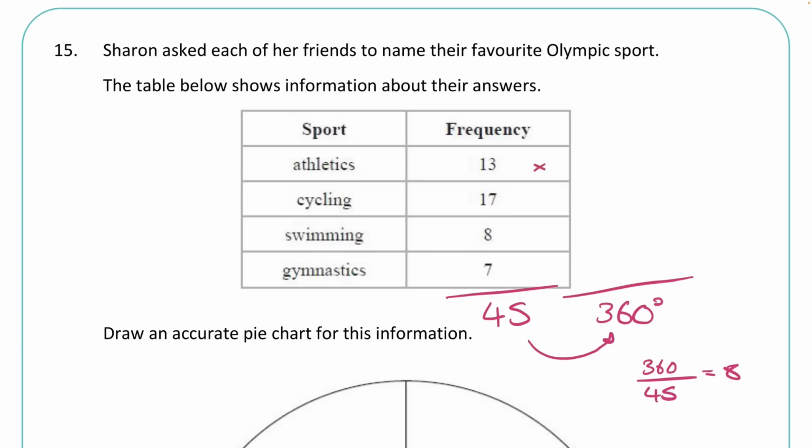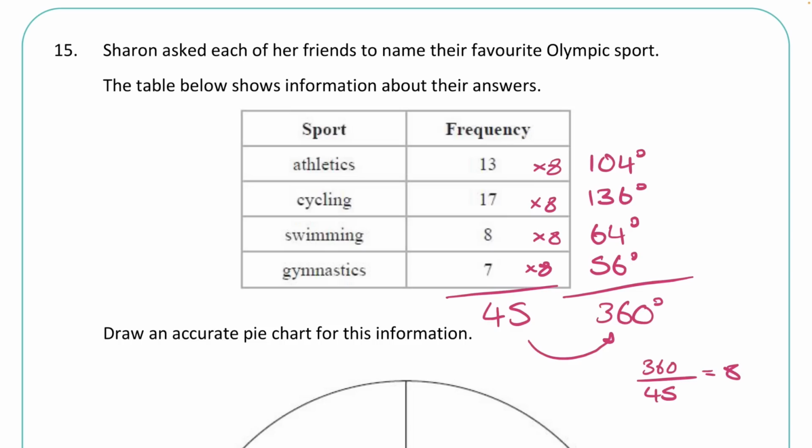So over here, just to the side of the table, I'm going to write times by 8. I'm going to multiply them all, and then we're going to have our angles for each section. So 13 multiplied by 8 gives us 104 degrees, 17 times 8 gives us 136 degrees, 8 times 8 gives us 64 degrees, and then 7 times 8 gives us 56 degrees.